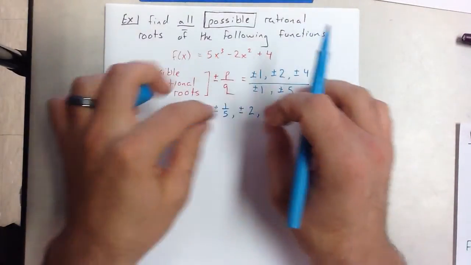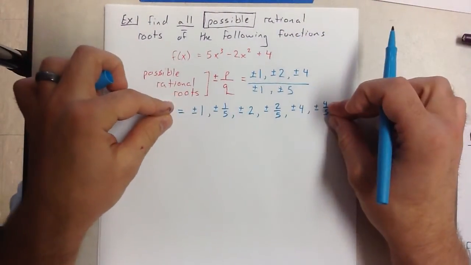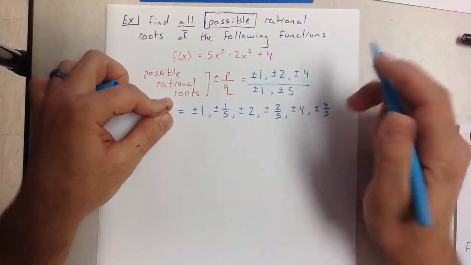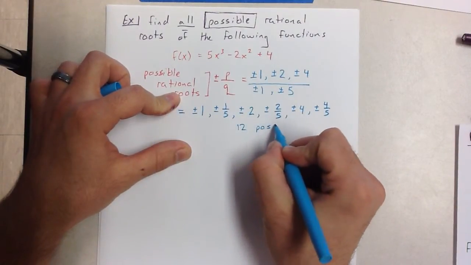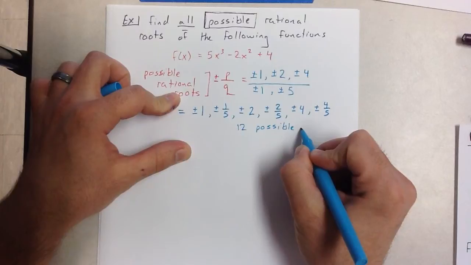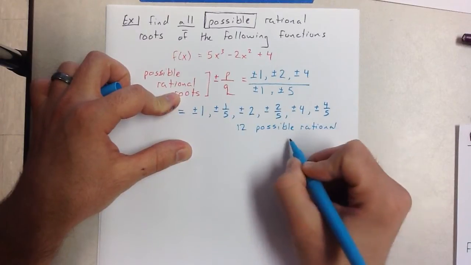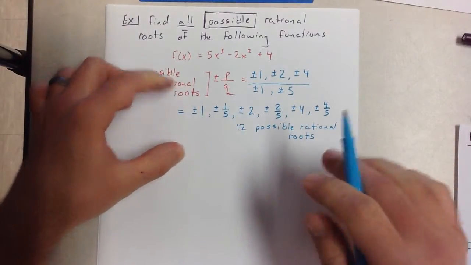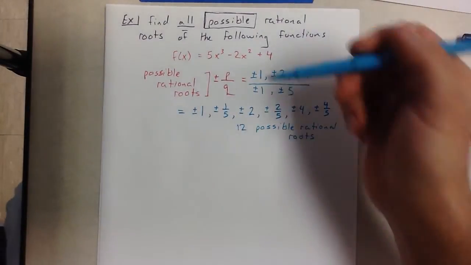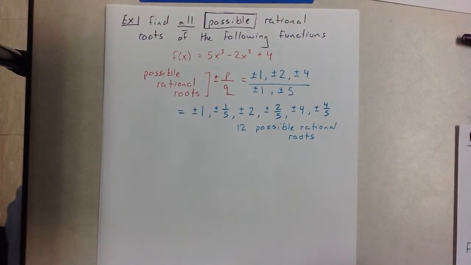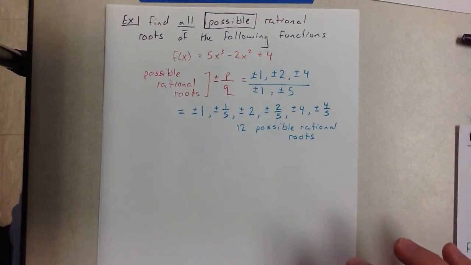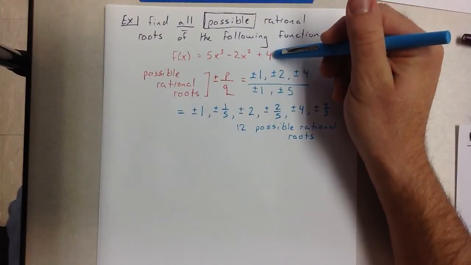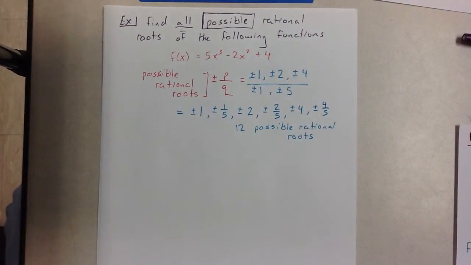So we can look here, 1, 2, 3, 4, 5, 6. That makes 12. We have 12 possible rational roots. Considering we have a degree 3, which means that we only have 3 complex zeros, not necessarily all 3 are rational, we have 12 to choose from. If there is a rational root, it must be on this list, and that's important to say.